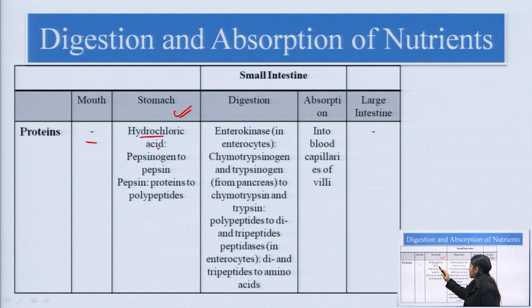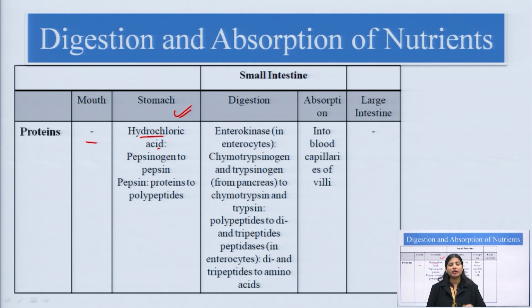Here the hydrochloric acid is present. Now, why is the hydrochloric acid important? In the stomach lining, gastric chief cells are present, and these gastric chief cells produce pepsinogen. This pepsinogen is the inactive form of the enzyme. It needs to be converted into the active form. The active form is pepsin. Now, pepsinogen is converted to pepsin with the help of hydrochloric acid. That is why hydrochloric acid is important.